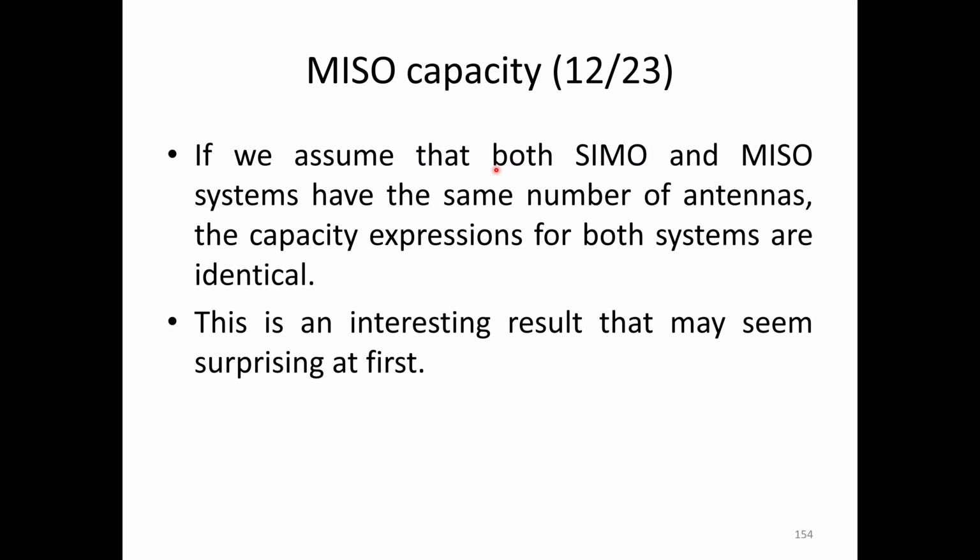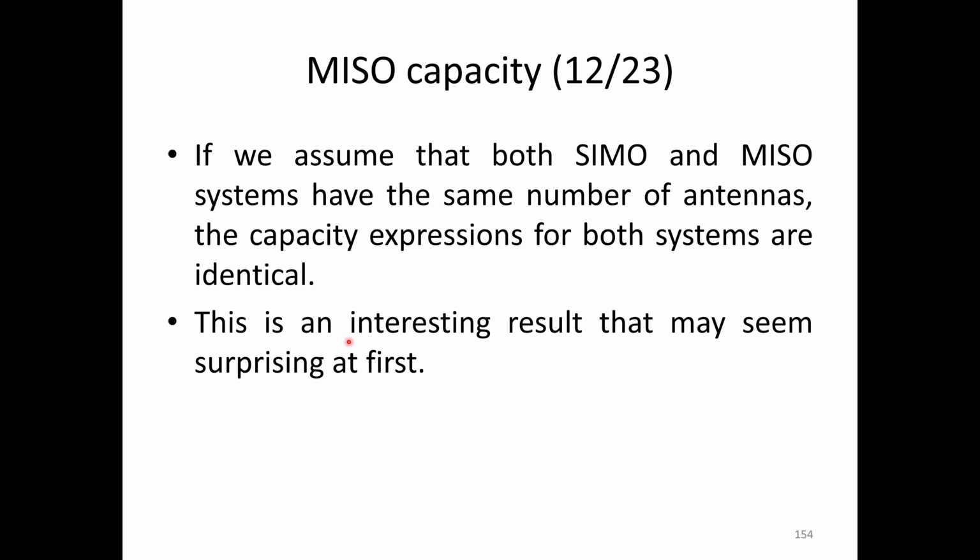If we assume that both SIMO and MISO systems have the same number of antennas, this means that the number of receive antennas in the SIMO system and the number of transmit antennas in the MISO system are the same. The capacity expressions for both systems are identical.